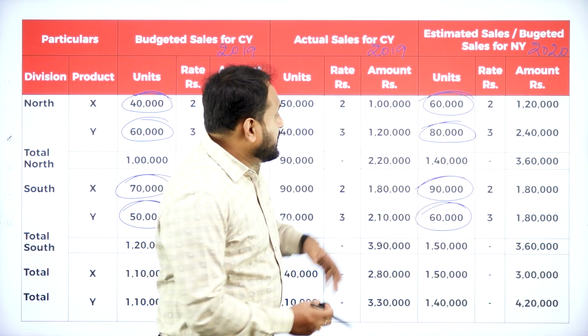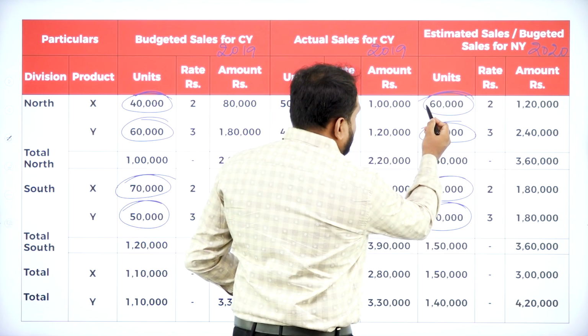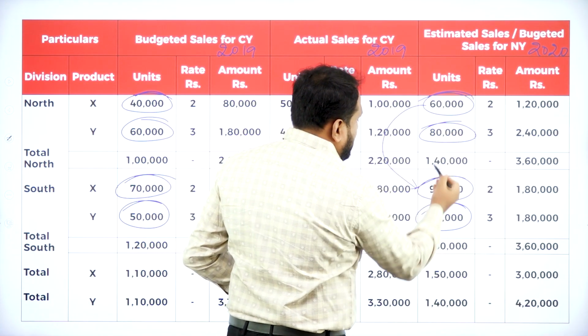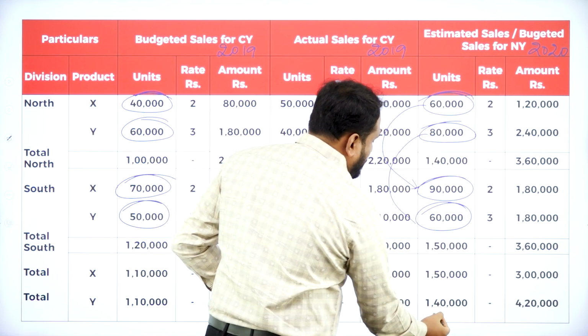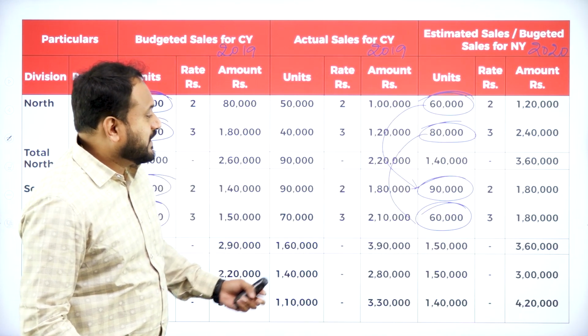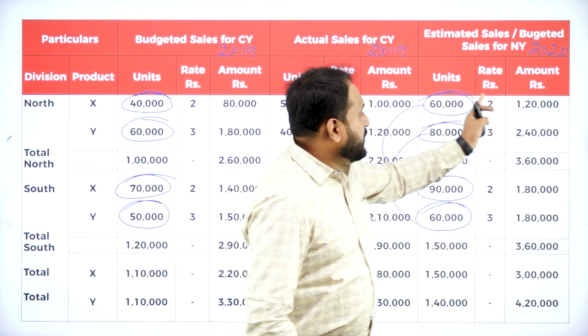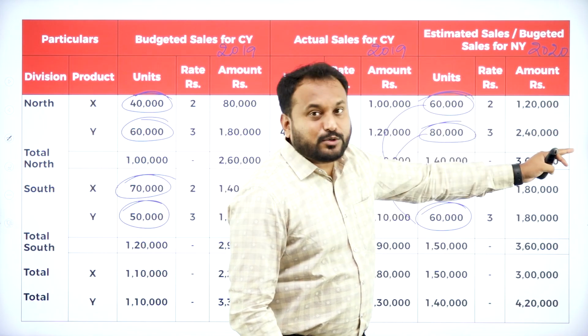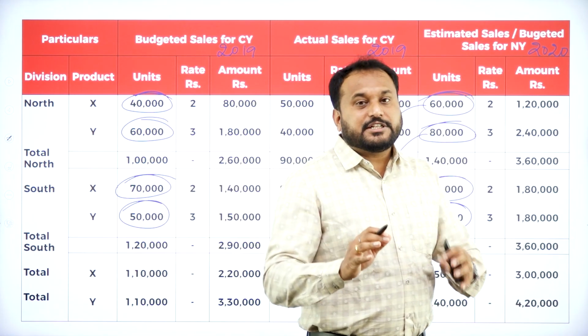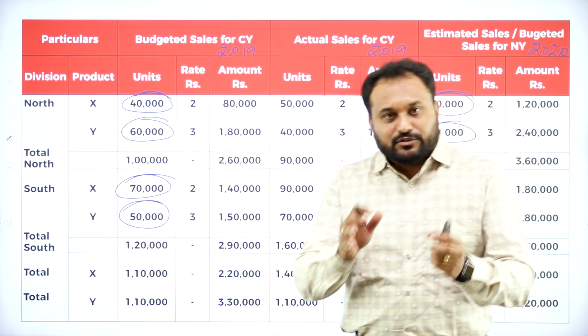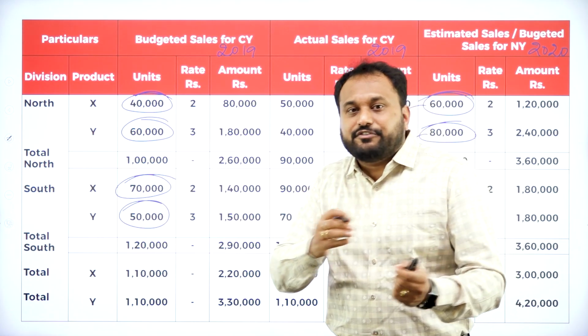Now, if you go with the total of X, 60 plus 90 is 1,50,000. 80 plus 60 is 1,40,000. That is how you will go with it. You will multiply 60 into 2 is 1,20,000, 80 into 3 is 2,40,000. Like that you will go with it. This is how you will solve the sales budget. Very, very easy it is. Please do follow. Step by step, you start filling it.